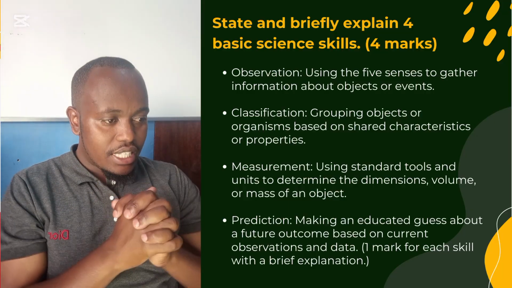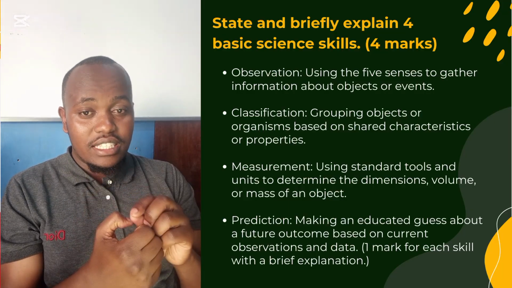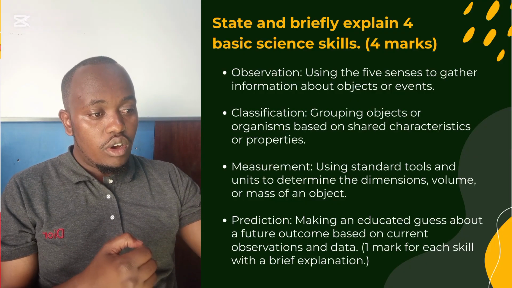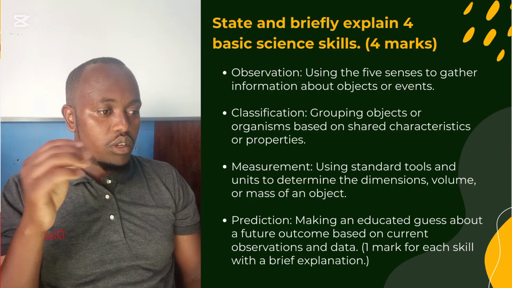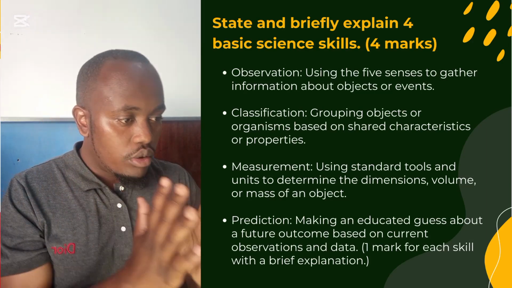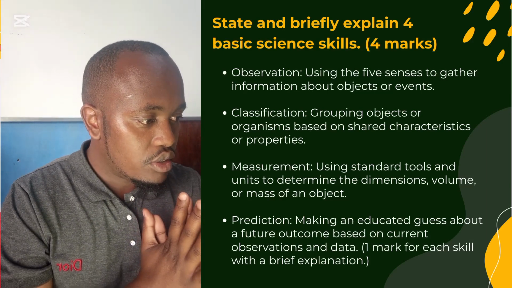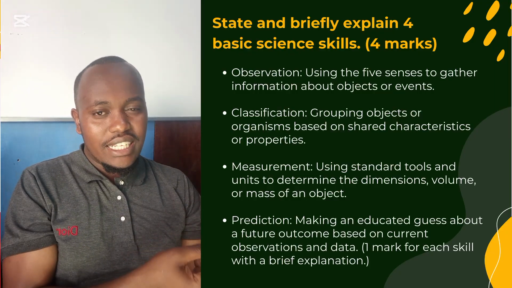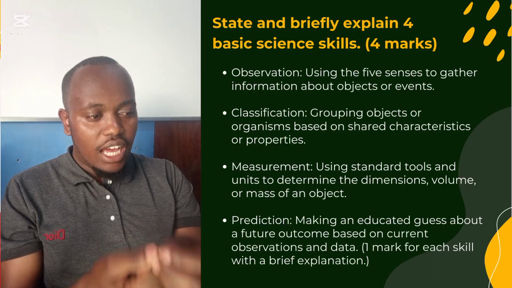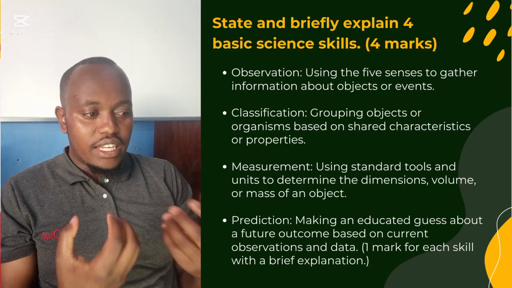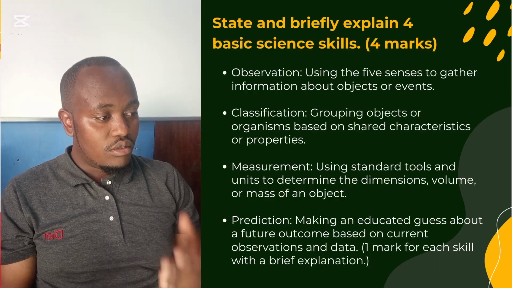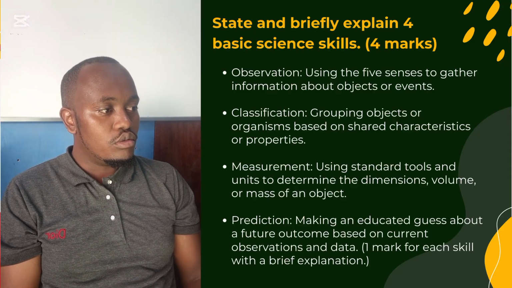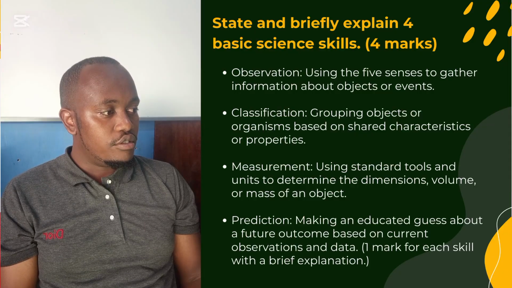The 4th basic skill is prediction. Science relies on the ability to tell what the future holds, or estimating what might happen in the future. So here, prediction involves making an educated guess about a future outcome, often relying on current observations or data. You look at what is happening today, or what you observed today, so that you are able to predict the future.